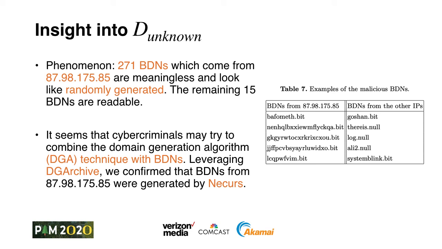After analyzing the result of the unknown set, we found that 271 blockchain domains from this IP are different. They look like randomly generated and meaningless. Table 7 is a comparison between 2 kinds of domains. Leveraging DigiArchive website, we confirmed the hypothesis that cybercriminals try to combine the domain generation algorithm and the blockchain domain technique.